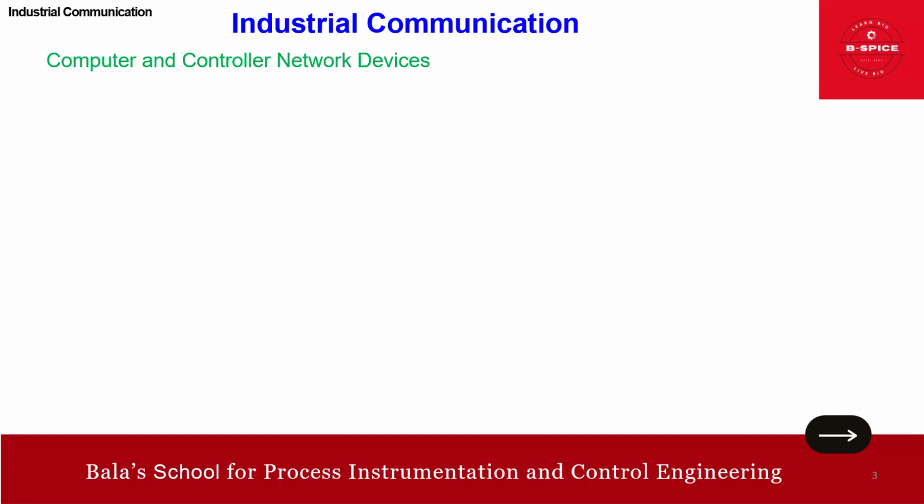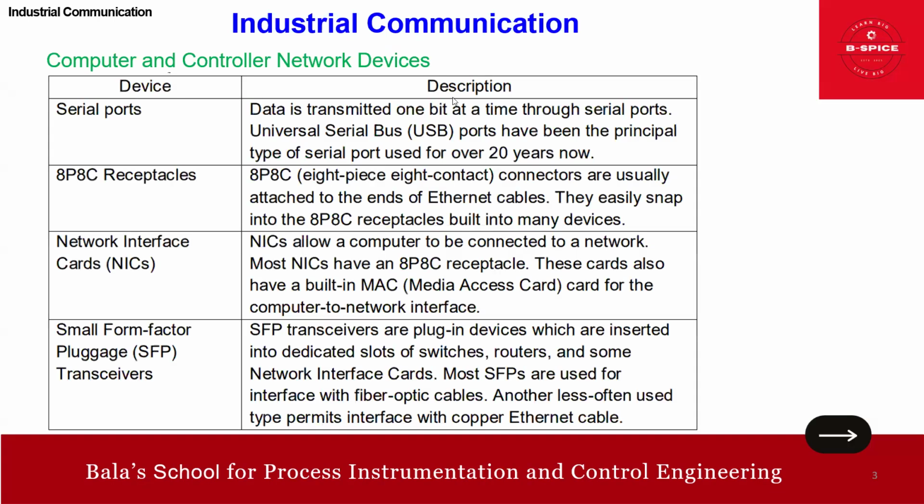So as part of the hardware and cables, first, computer and controller network devices. This is the device, this is the description. What are all those devices? Serial ports. So what is this used for? Data is transmitted 1 bit at a time through serial ports. This one we all know, right? So USB, Universal Serial Bus ports have been the principal type of serial port used for 20 years or so. This is one of the aspects, serial port.